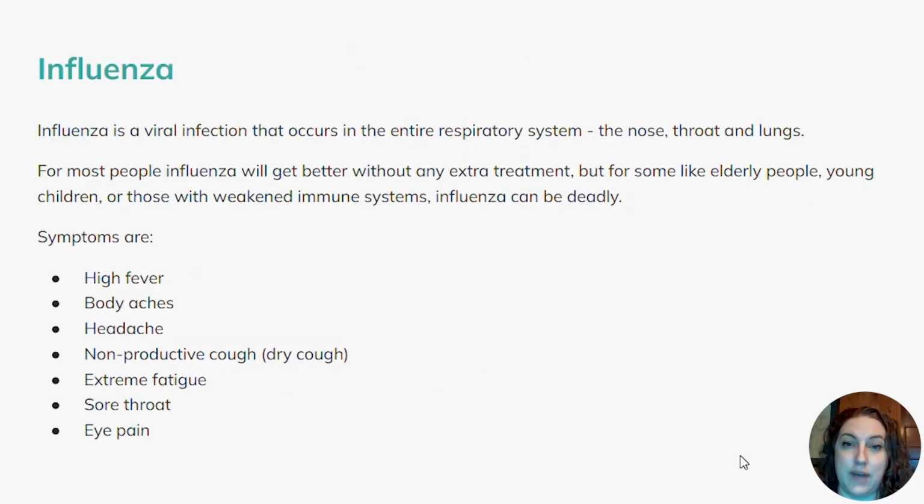Influenza is a viral infection that occurs in the entire respiratory system, the nose, throat, and lungs. For most people, influenza will get better without any extra treatment. But for some, like elderly people, young children, or those with weakened immune systems, influenza can be deadly. The symptoms are a high fever, body aches, headache, a non-productive or dry cough, extreme fatigue, sore throat, or eye pain.